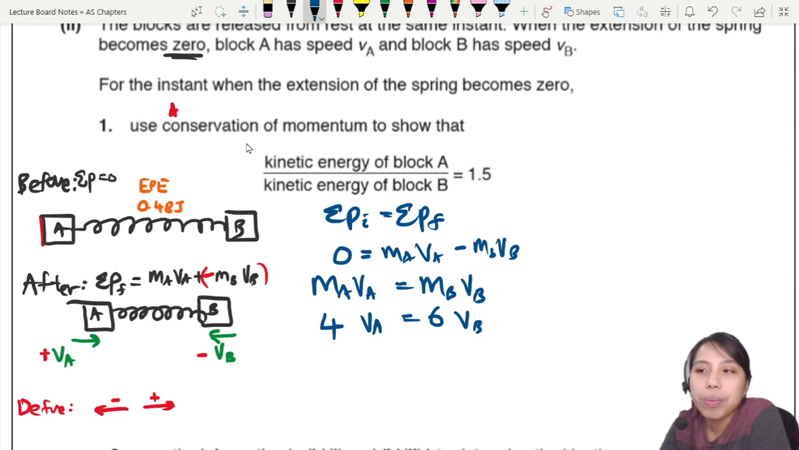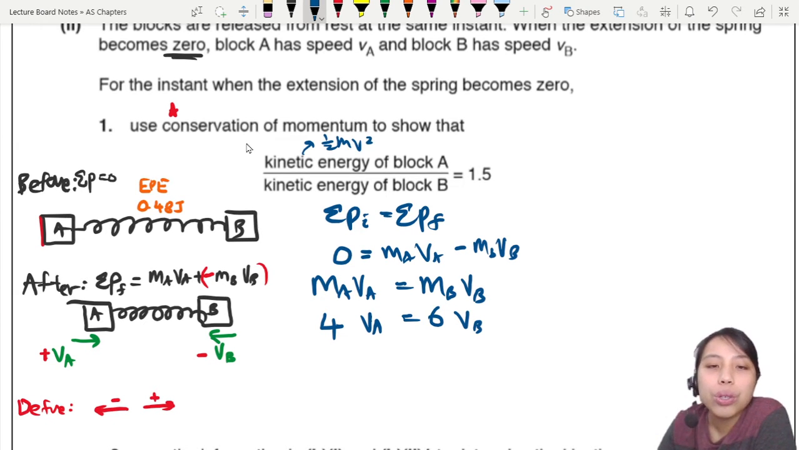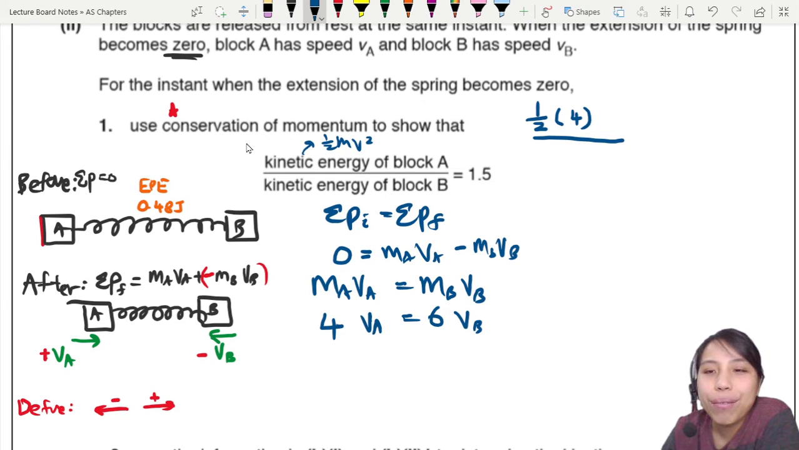Now, kinetic energy. What is the kinetic energy? Kinetic energy is half mv squared, right? So we take the kinetic energy of A. This is half MA. What is MA again? 4, VA squared. Do we know anything else? Not exactly. We're kind of stuck. Never mind. We continue first. Then down there for B, half times 6 times VB squared.